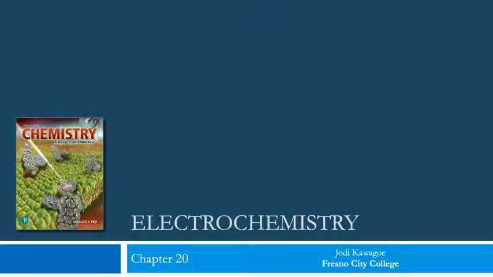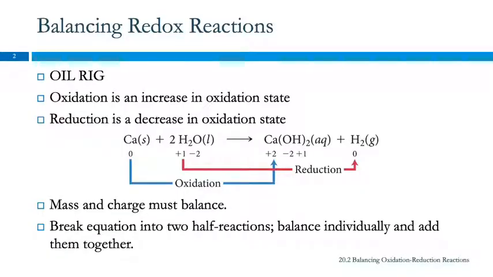So we're going to cover one section from Chapter 20. And then if you take Chem 1B, you'll get to cover it again later. So this is continuing the idea of oxidation-reduction reactions, but it's a method for balancing them.